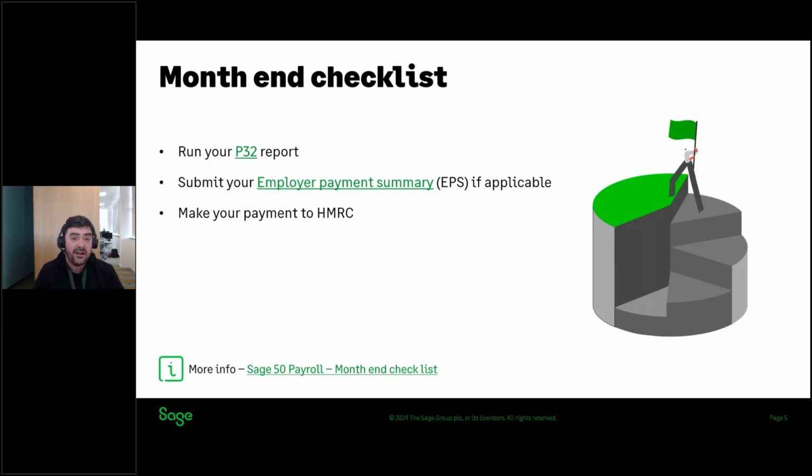The payment deadline for tax and national insurance is the 19th of the month, or the 22nd of the month if you pay electronically. So do make sure you've made your payment by the deadline. You can see the amount that's due to be paid on that P32 report. And you can read this full checklist following the link there on the slide.